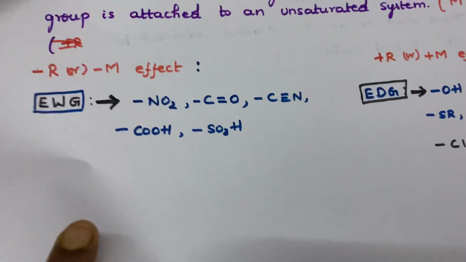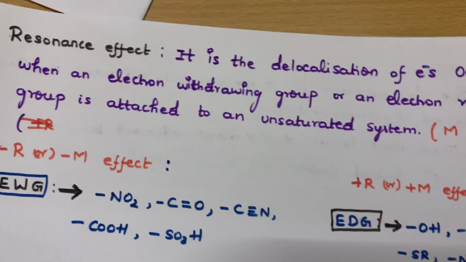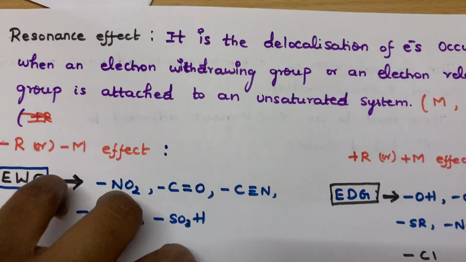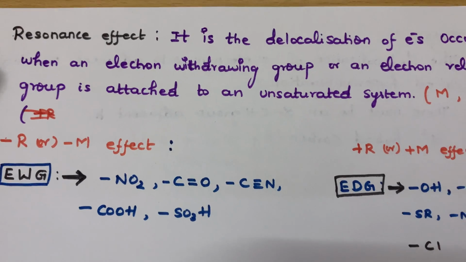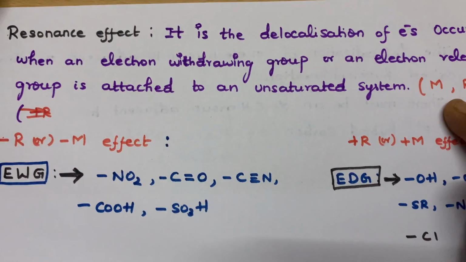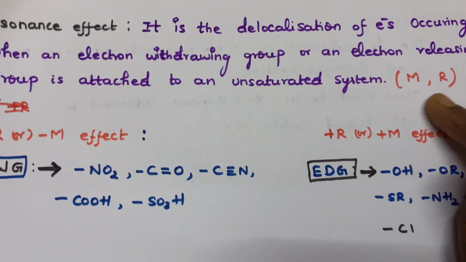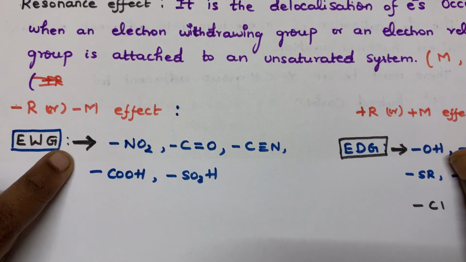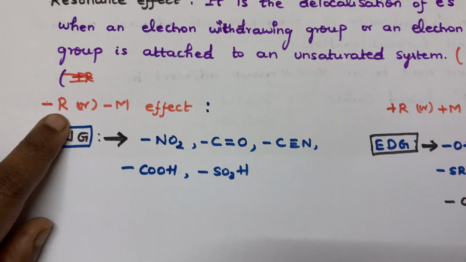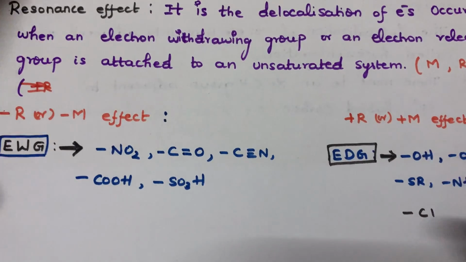Okay, so next we are going to see the resonance effect. It is a delocalization of electrons occurring when an electron withdrawing group or an electron releasing group is attached to an unsaturated system. It is represented by M or R, depending on it being a negative resonance effect, represented as minus R, or positive, which is plus R. So I will tell you what it is.